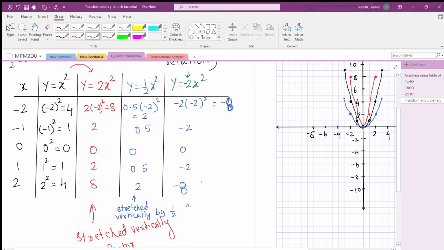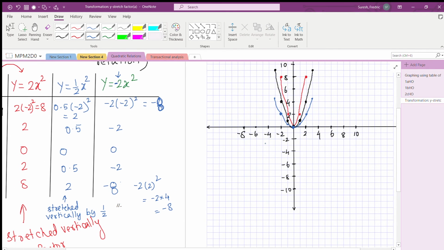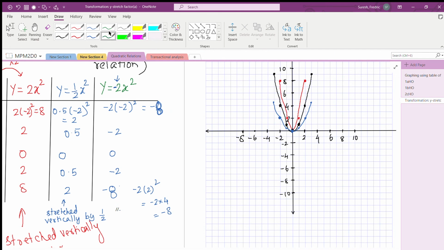For example, if you do -2, put the 2 there, that is squared. So you have -2 multiplied by 4, that is -8. And that's how I can get these values as well. So here, when I go back to this graph, what I have here is -1, -2, I get a -8. Okay, so I get a -8.